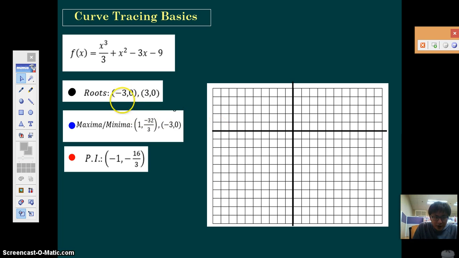And now we know the special points. All we need to do is to plot them. So let's plot the roots first. Negative 3, 0 would be here.